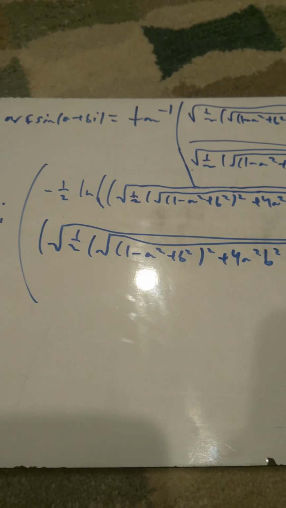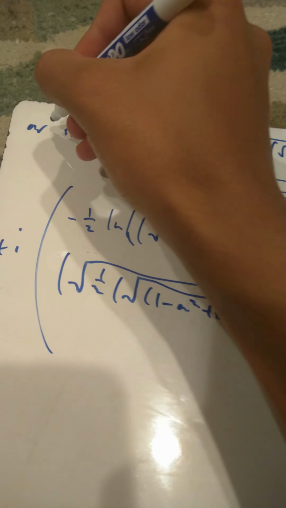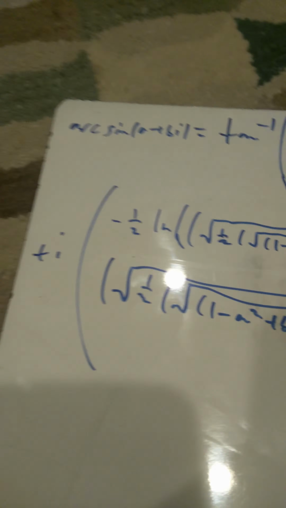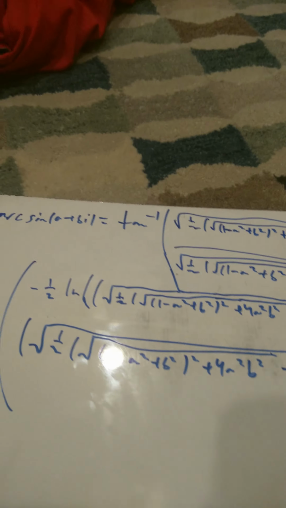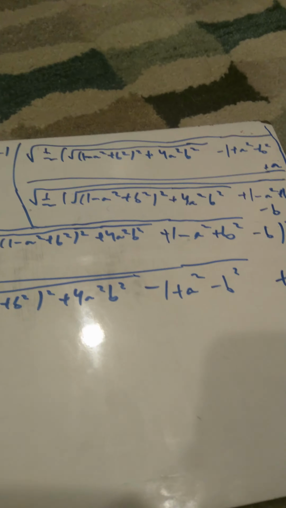Finding the arc cosine of a complex number. So, as you can see, right here we have the arc sine of a complex number. This is from a few videos ago. I don't know if you've seen it or not. So this is the arc sine of a complex number.